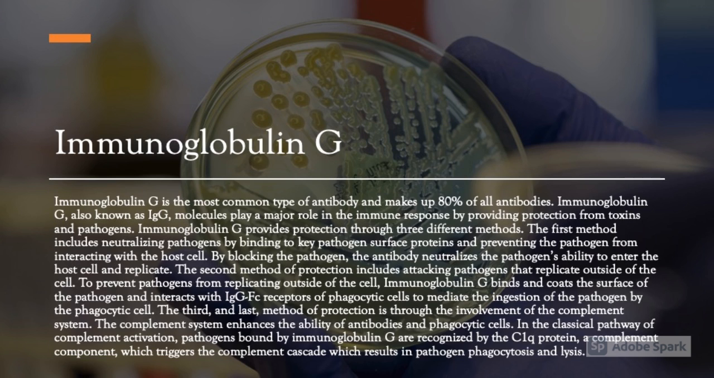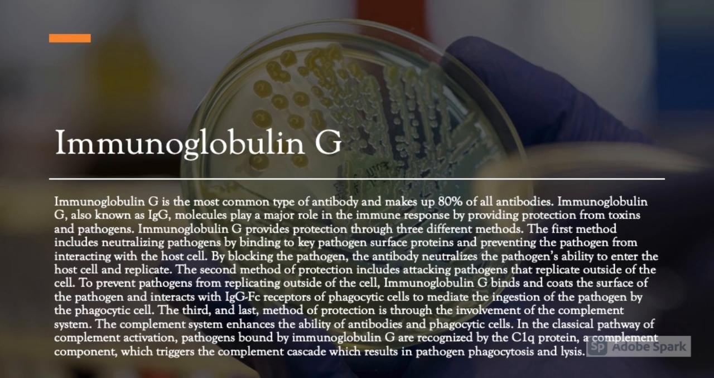The second method of protection includes attacking pathogens that replicate outside of the cell. To prevent pathogens from replicating outside of the cell, IgG binds and coats the surface of the pathogen and interacts with IgG-Fc receptors of phagocytic cells to mediate the ingestion of pathogens by the phagocytic cell.